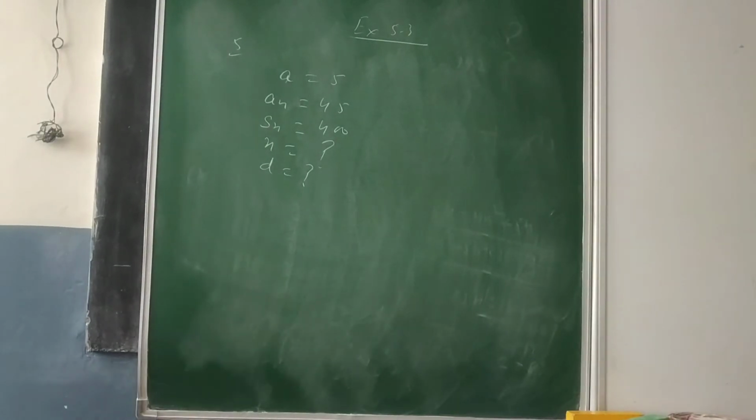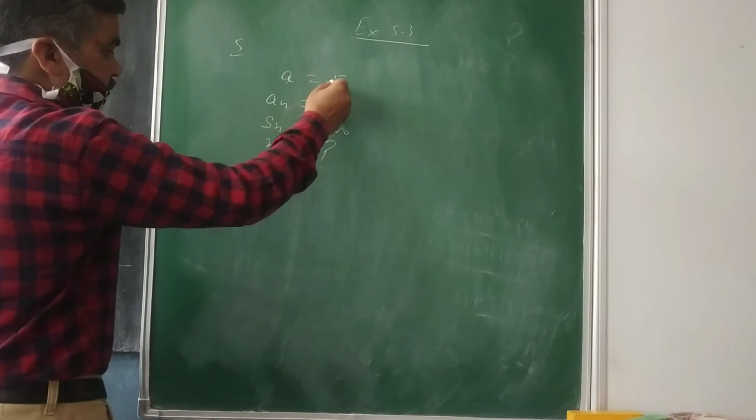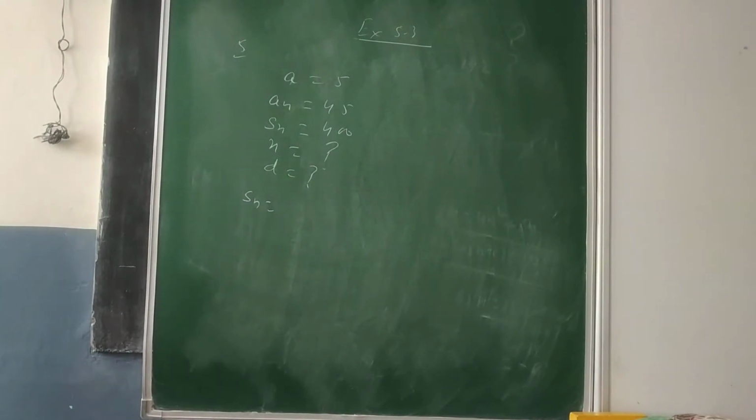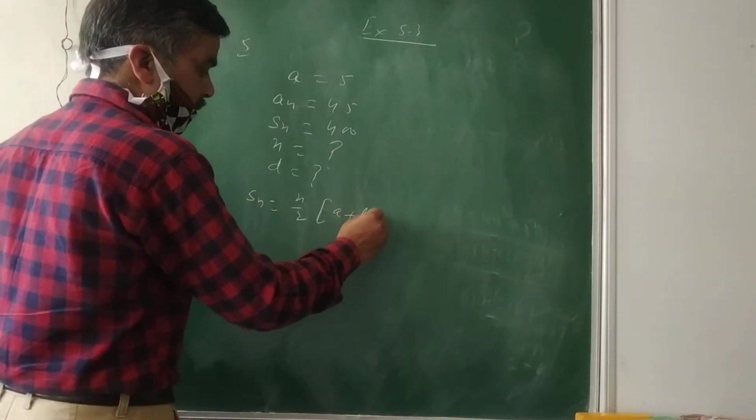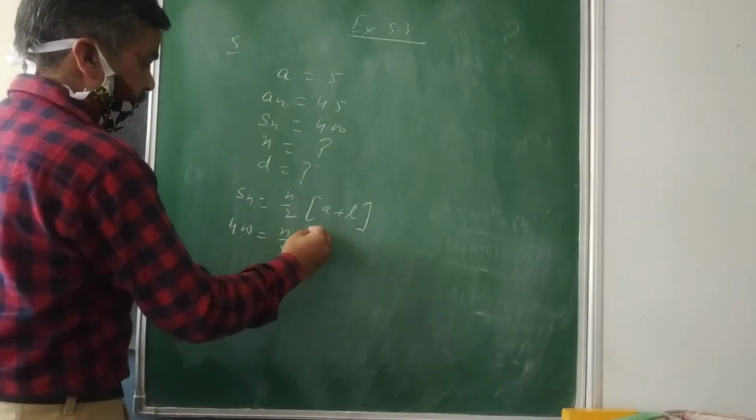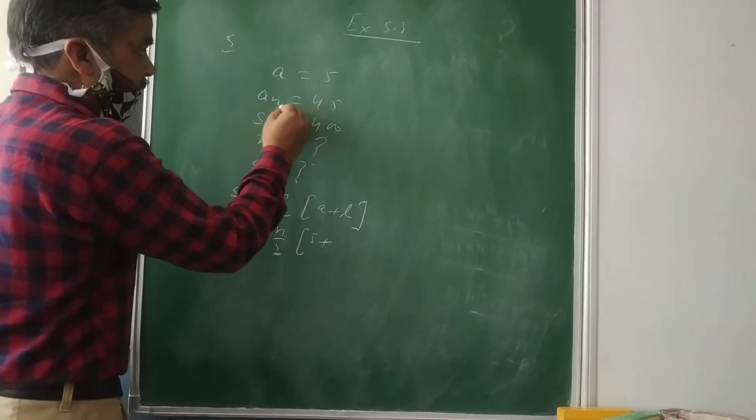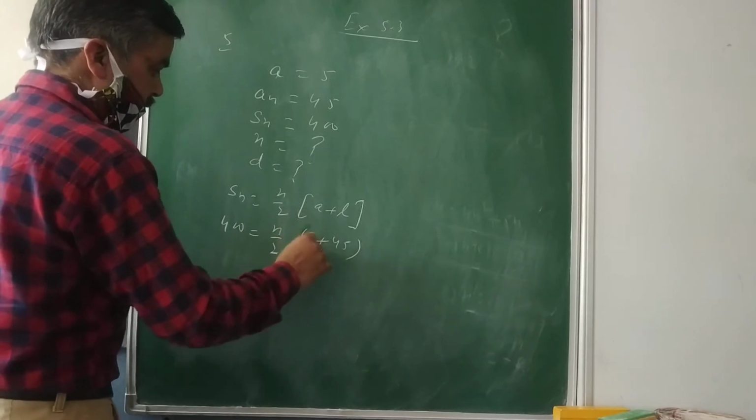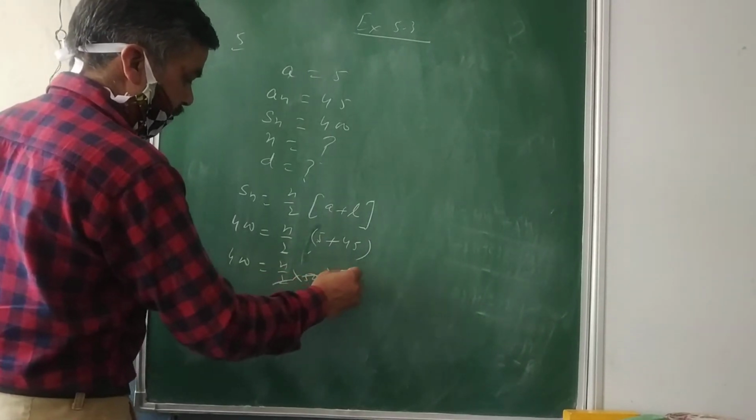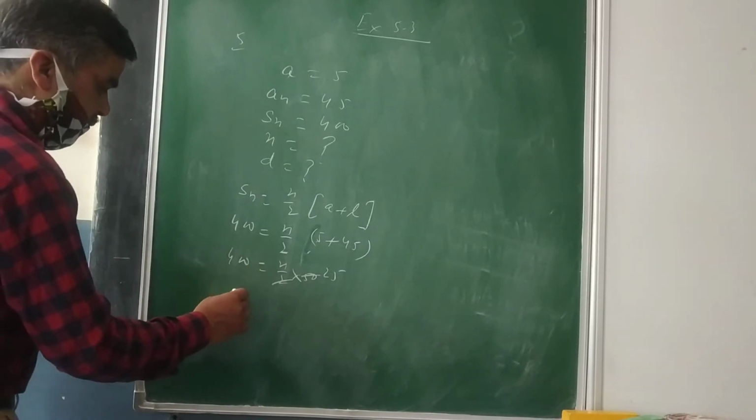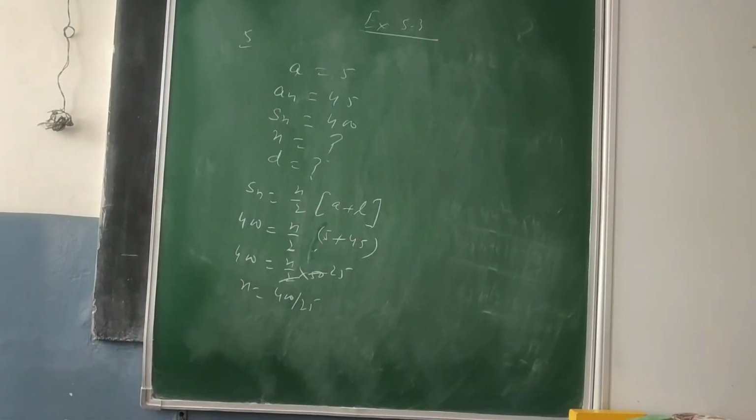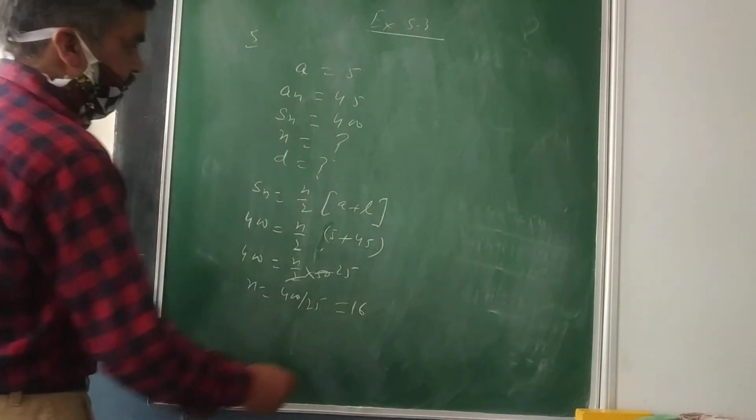So here again you can start with that formula of Sn, as the last term and first term both are given to you. So you can use Sn is equal to straight away n by 2 into a plus l. Sn is given here, it is 400. n I have to determine. a I have 5, and the last term, that is the nth term, is 45. So in that way I am getting 400 is equal to n by 2 into 50, so 25n. So here if you do this, n is equal to 400 upon 25. So 16 is the number of terms there.